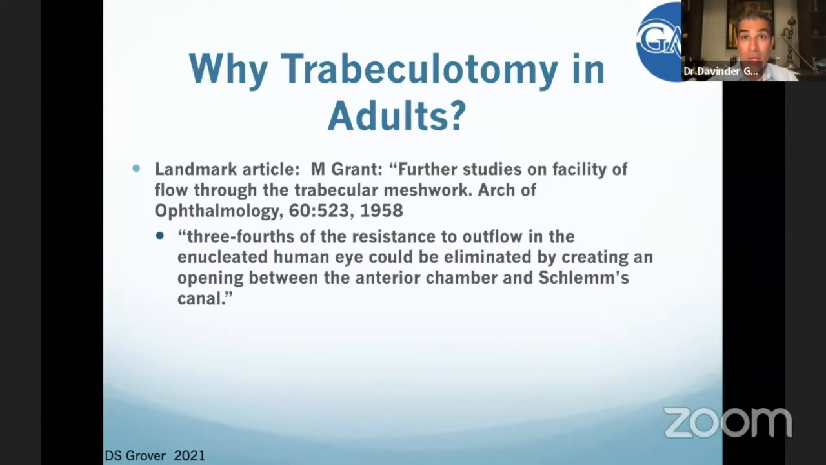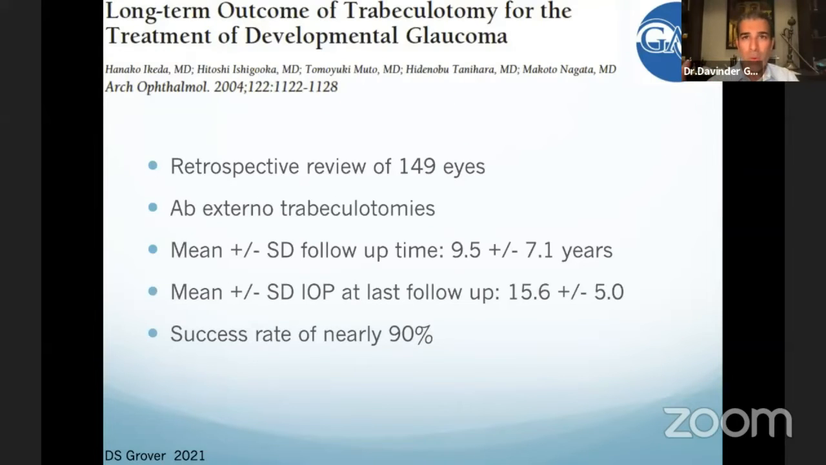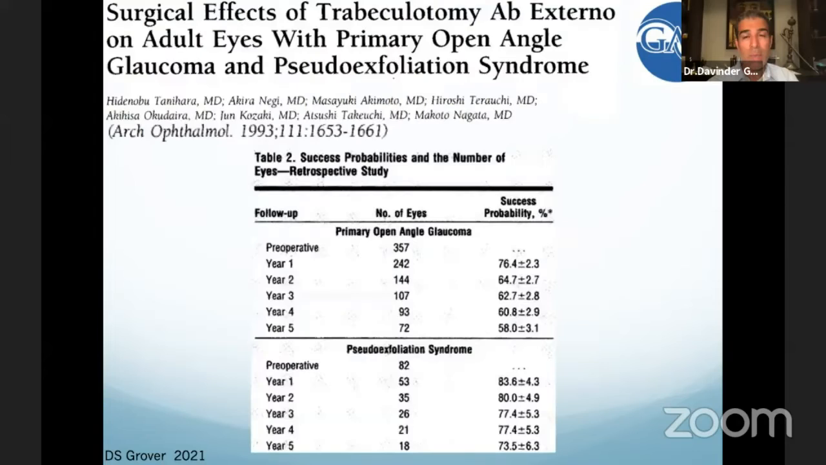Now, Morton Grant, another great leader of our field, in one of the landmark articles in the 50s, showed that the vast majority of resistance to outflow in primary open-angle glaucoma is the trabecular meshwork. And we know quite well from a lot of studies that trabeculotomy is probably without question the standard of care in children. If you look at the 5-year outcomes for ab externo trabeculotomy in POAG and pseudoexfoliation, these aren't much different than the TVT trials, with quite significantly high success rates.